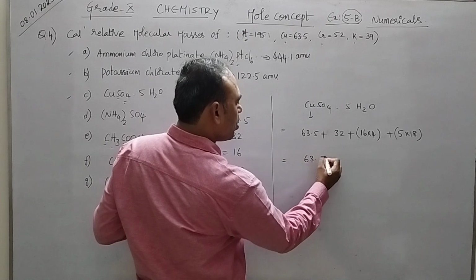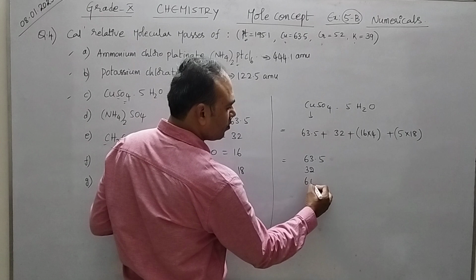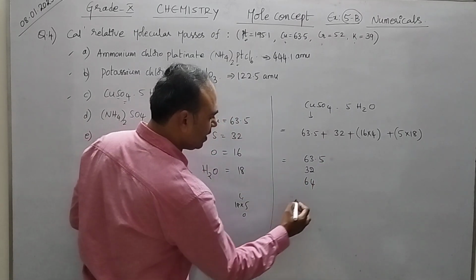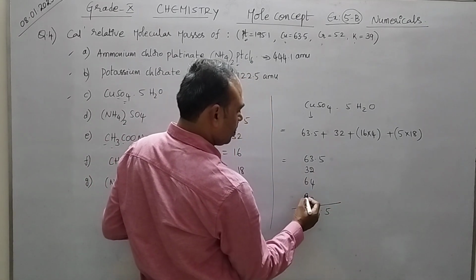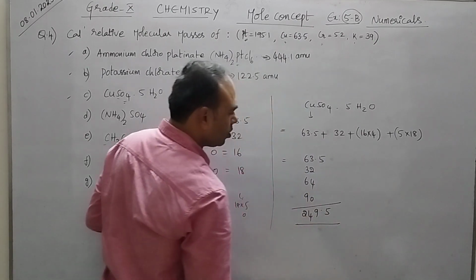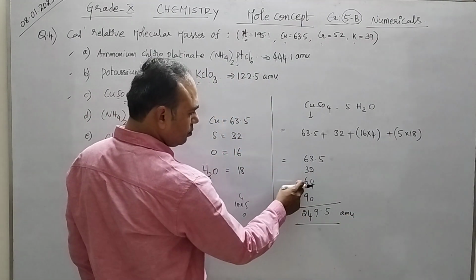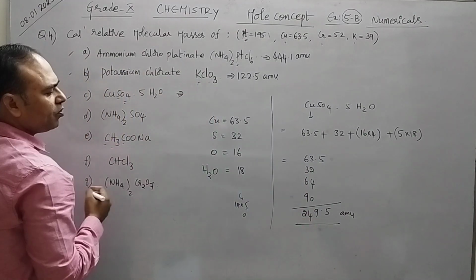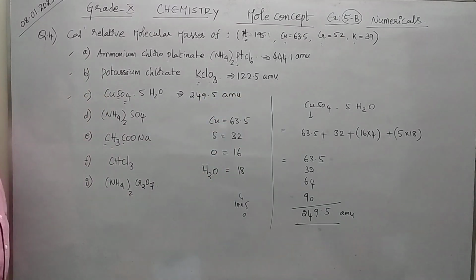Now write one below the other so that you don't commit any error here. 16 into 4 is 64, and 18 into 5, 8 5s are 40, 90 we get. Adding: 4, 5, 6, 9, then 15. So we got 249.5 atomic mass unit. So for blue vitriol, 249.5 atomic mass unit. This is the molecular mass.